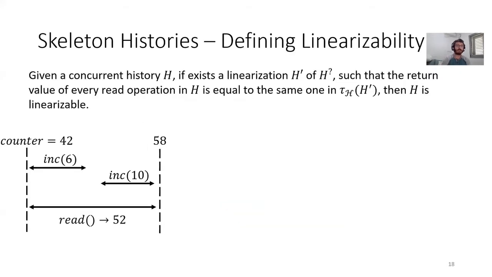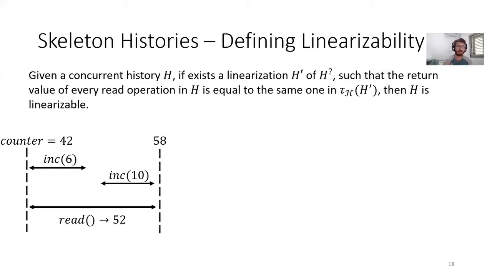Okay. What we can now do is define linearizability using skeleton histories and the operator tau, and we can arrive at a definition that is equal to the existing definition of linearizability. The way we define it is we take a concurrent history H and we say that it's linearizable if there exists a linearization H prime of its skeleton history such that the return value of every read operation in our original history H is equal to the return value of the same read in tau of H prime. So we basically look at the return value of every read, and if it's the same as in a sequential specification, then it's linearizable.